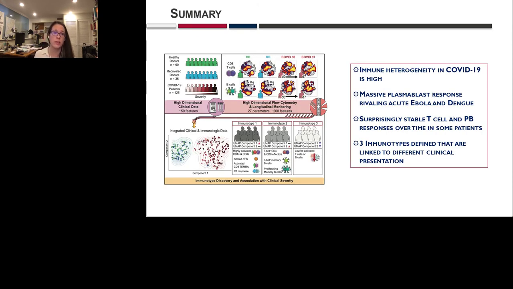So I'll give a brief summary for this part of the talk. One of the most notable things that we discovered in our data was the great amount of immune heterogeneity in COVID-19. Specifically, we saw this massive plasmablast response that we really only saw in other acute infections such as Ebola and dengue. We saw, surprisingly, that this high T cell and B cell response was relatively stable over time in some patients. And using high-dimensional analysis, we were able to define basically 3 different flavors of the immune system that link to different forms of clinical manifestation.